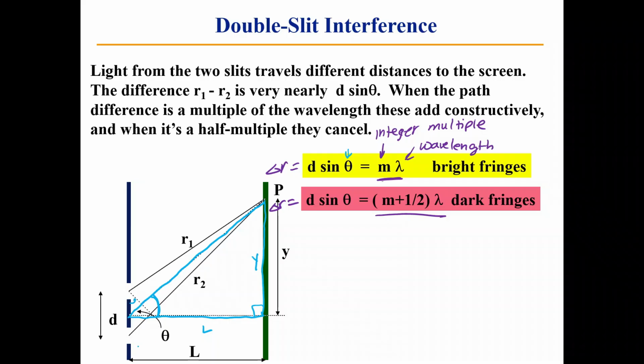So L is the distance from our slits to the screen, and it is the adjacent side of this triangle. Y, which is our distance from our center point right here between the two slits to point P where we're interested in, is going to be the opposite side. So that means there's a tangent relationship. Tan theta is opposite Y over L.